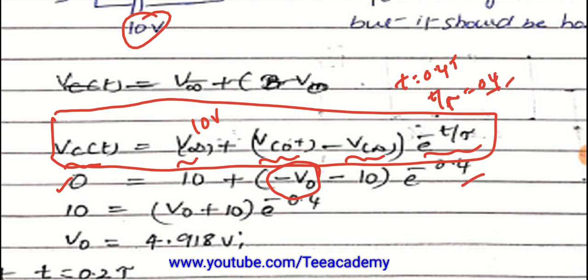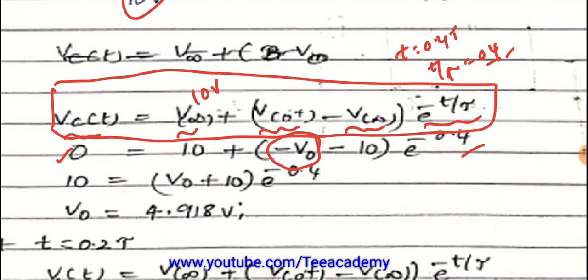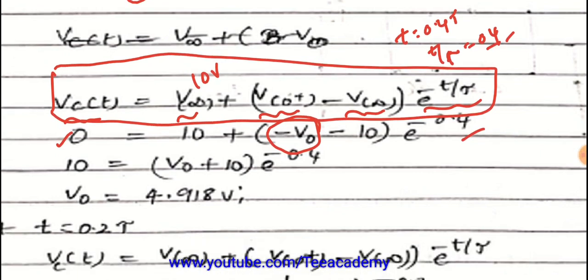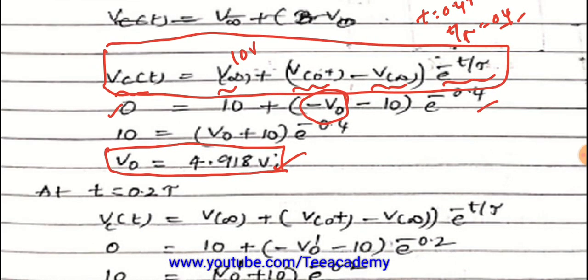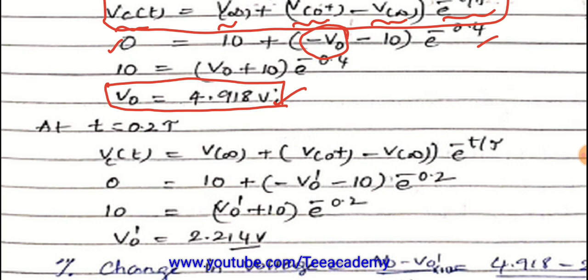So I have already substituted the value here. Then by using the calculator you can solve the equation, and you find the value as 4.918 volts. So the V naught value, the initial value, is 4.918.